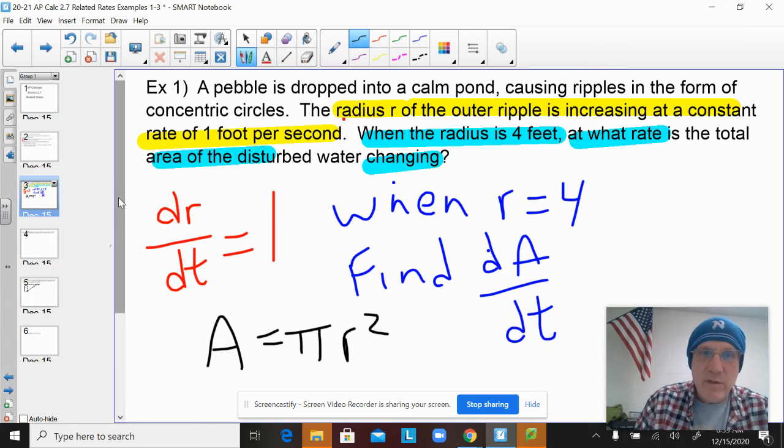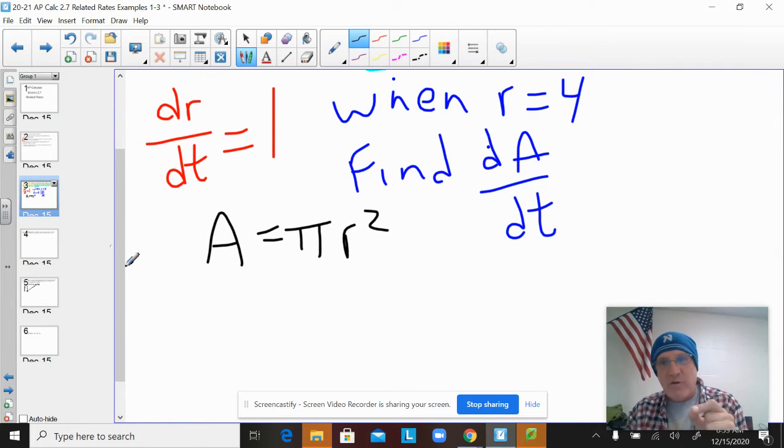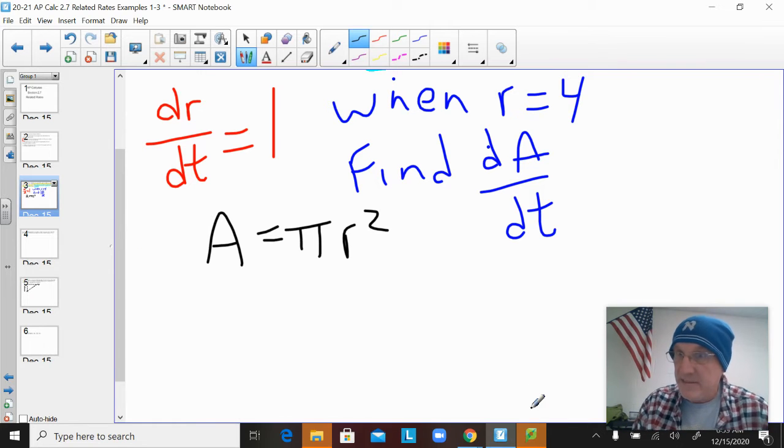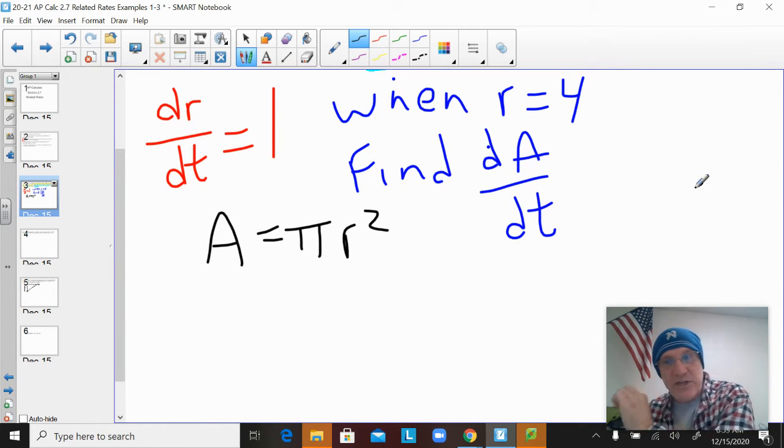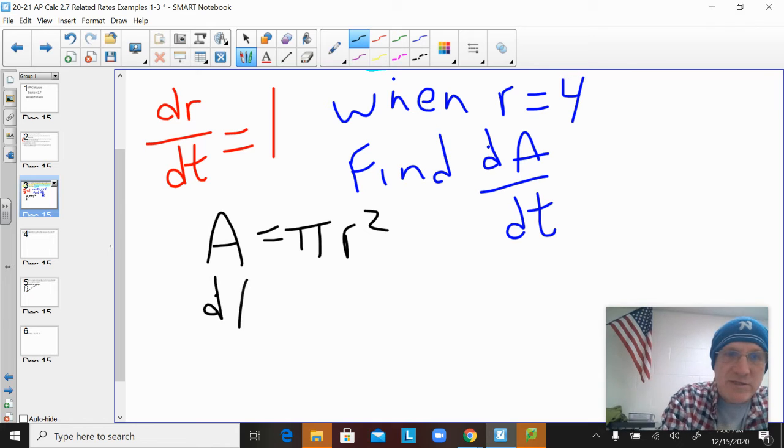That is now the equation we're going to take the derivative of with respect to time. So again, we had to figure out what the equation is. In this case, area and radius of a circle. So now let's take the derivative. Let's use the chain rule and use implicit differentiation to take the derivative of this equation with respect to time. So the derivative of A with respect to time, that's just dA/dt.